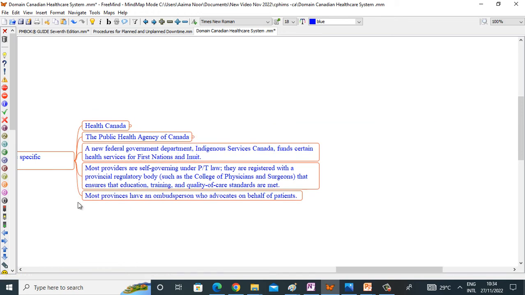A new federal government department, Indigenous Services Canada, funds certain health services for First Nations and Inuit. Most providers are self-governing under provincial and territorial law. They are registered with the provincial regulatory bodies, such as the College of Physicians and Surgeons, that ensure that education, training and quality of care standards are met. Most provinces have an ombudsperson who advocates on behalf of patients.